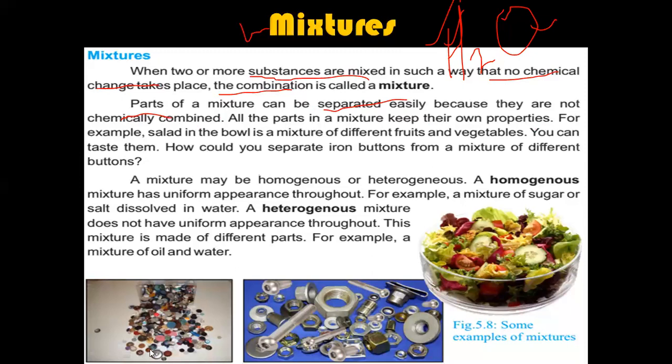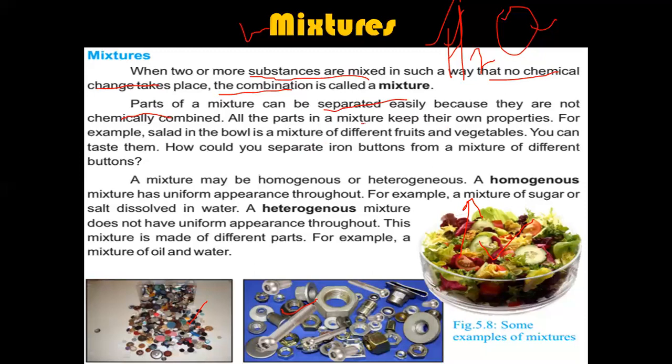You can see here examples: lots of buttons, lots of nuts and bolts and nails, tools. And here is an example of salad. There are tomato, cucumber, lettuce, and lots of other things. We can see everything individually here, and we can pick out our favorite thing from the salad. It means it can just change into its original form. We can choose, select, and separate the components of them. But in a compound, we cannot separate.